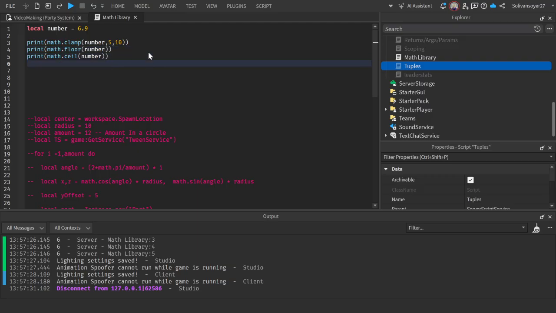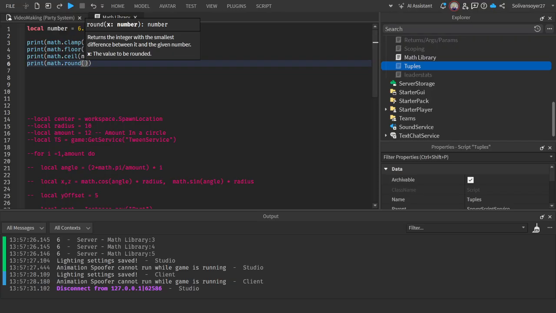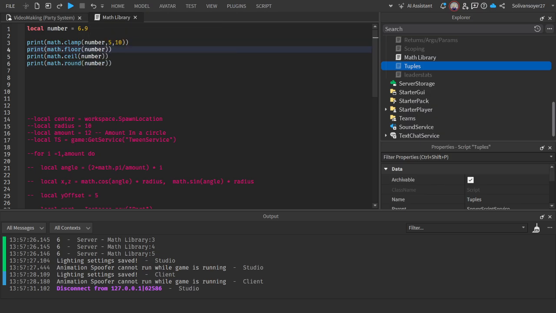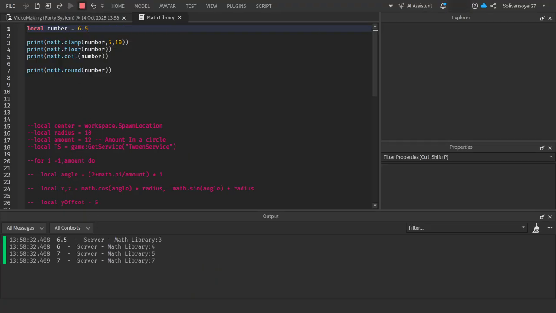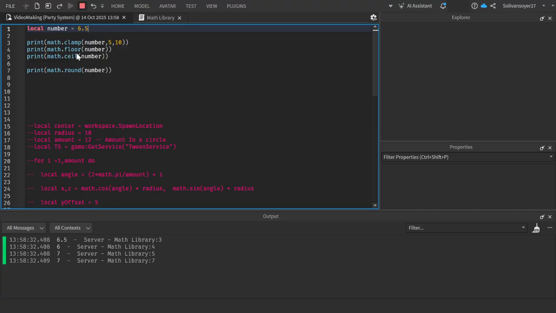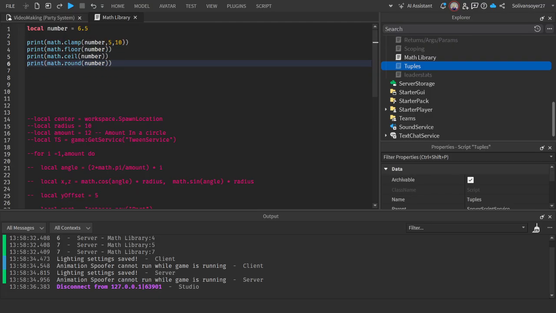Contrary to both of these, we have math.round. Now, if you've taken elementary math, you would know what rounding does. It's going to give us either a floor or a ceiling value depending on whether or not the decimal is greater than or equal to 5. So if this is 6.5, it's going to give us 7 if we round it up right here, and if it was like 6.3, it would give us 6. So it's just rounding the number. That's what math.round does. It's pretty easy to understand.